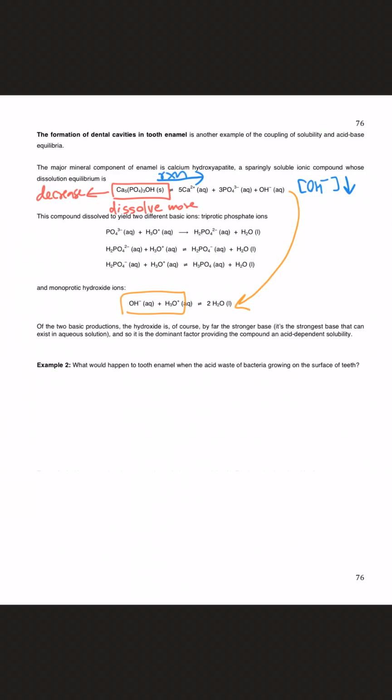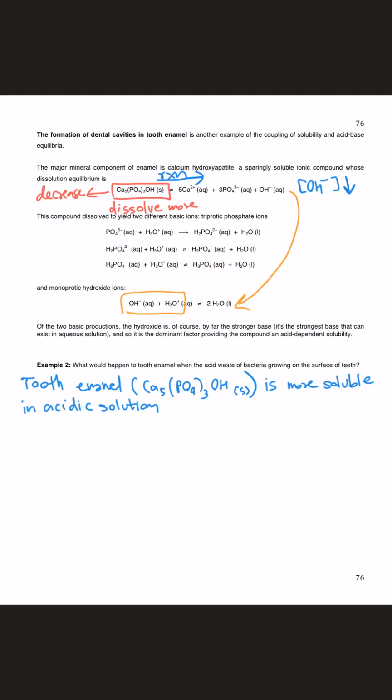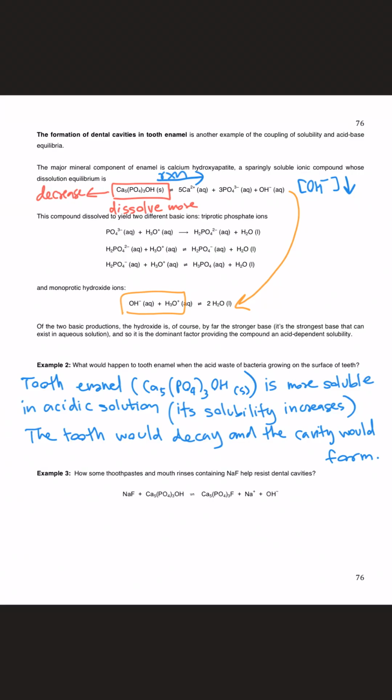Therefore, the answer for example 2 would be that the tooth enamel that is composed of calcium hydroxyapatite would be more soluble in acidic solution. Therefore, its solubility will increase. The tooth would decay because there will be less of the solid in this case, and the cavity would form. To help resist dental cavities, sodium fluoride is added to many tooth care products.